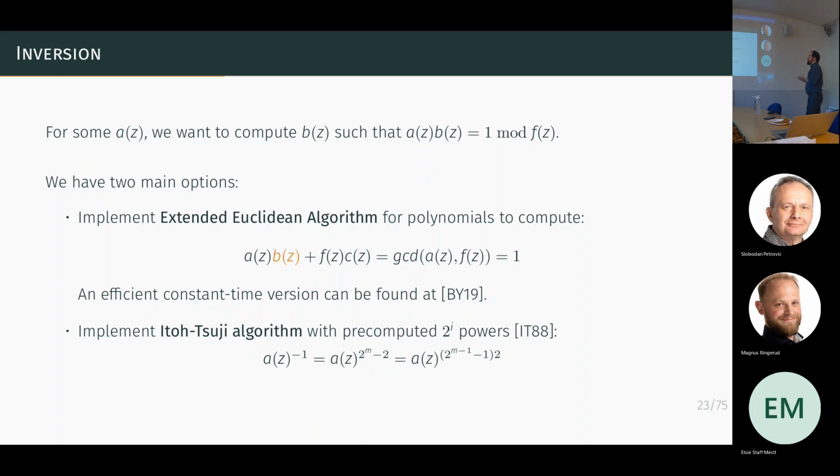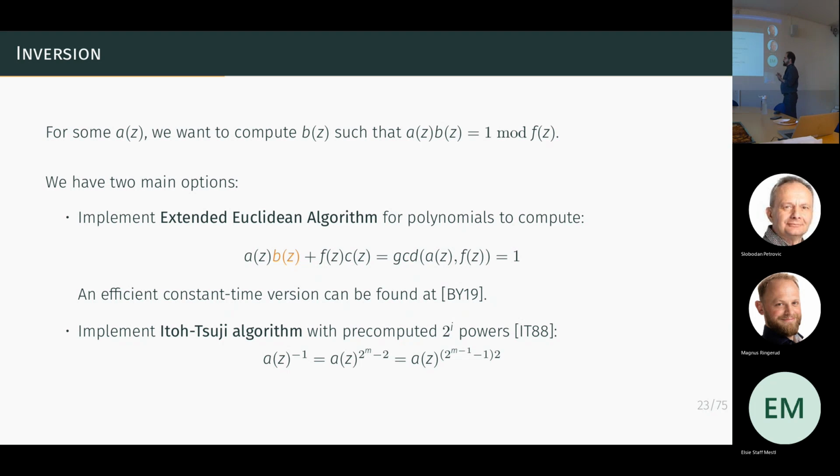So there are two basic ways of computing inversion in a binary field. First one is, of course, the extended Euclidean algorithm. It's the same algorithm, but for polynomials, right? It's the same formulation. It's quite efficient, but there are problems in terms of security that I'll talk about next. I think it's literally the next slide.